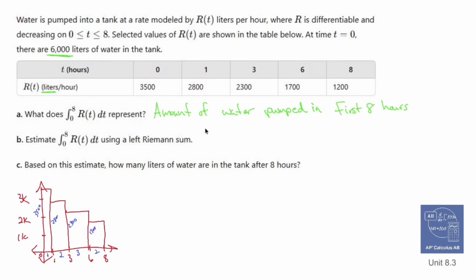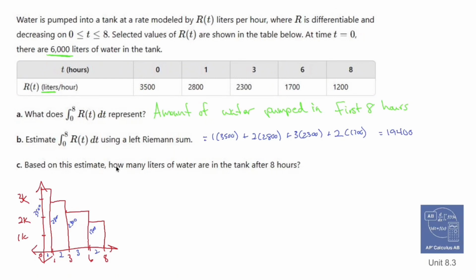So using left Riemann sums, what I'm going to do is 1 times 3,500, plus 2 times 2,800, plus 3 times 2,300, plus 2 times 1,700. And of course everybody knows that that's 19,400. I didn't use a calculator, I paused my video. So that's what my estimate is. That is my estimate of the amount of water pumped in the first 8 hours.